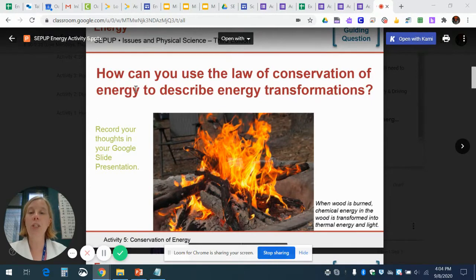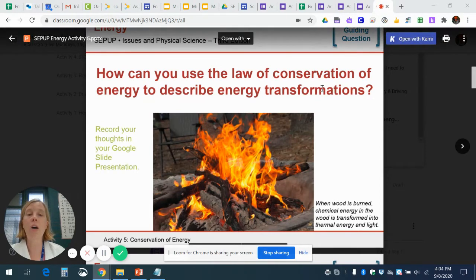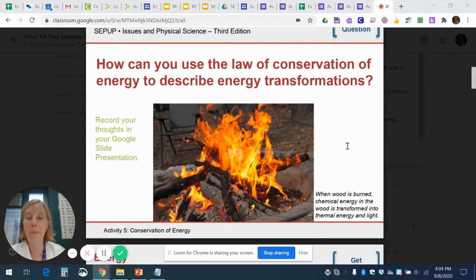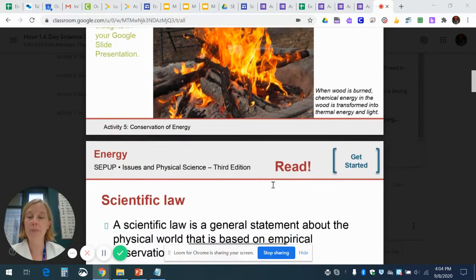So how can you use the law of conservation of energy to describe energy transformations? This is the guiding question. So you want to take an idea and a guess right now, and then we'll answer this question again at the end, where you'll also fill out the exit ticket with the same question. How can you use the law of conservation of energy to describe an energy transformation? In the picture, when wood is burned, chemical energy in the wood is transformed into thermal energy and light, or light energy.